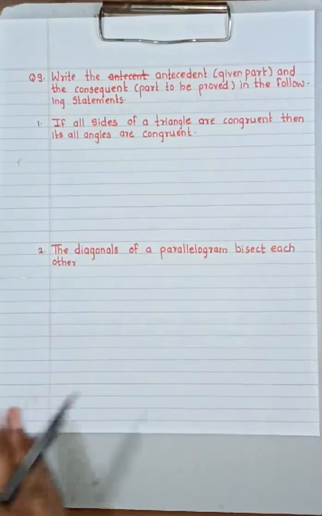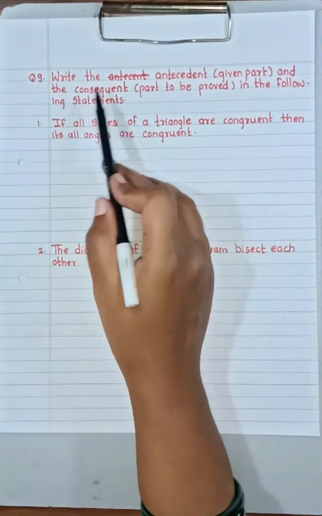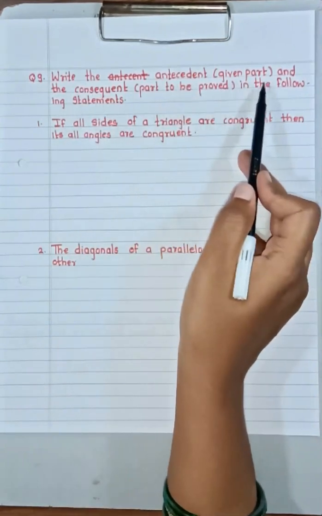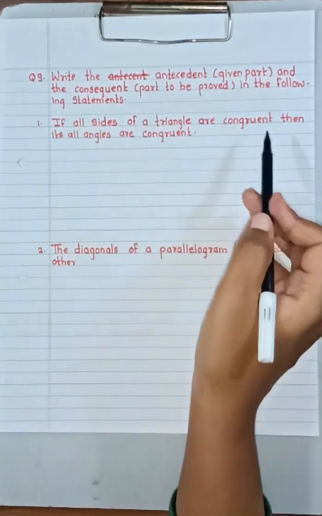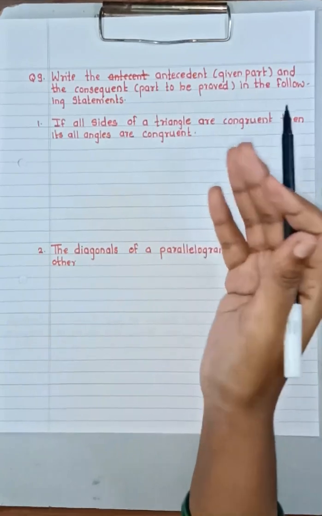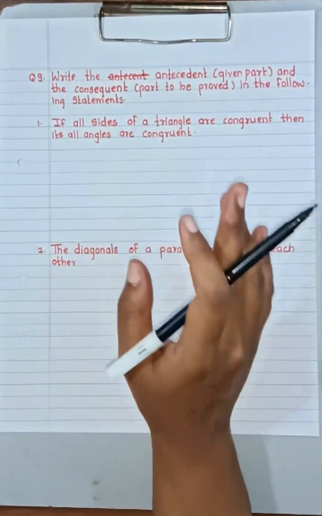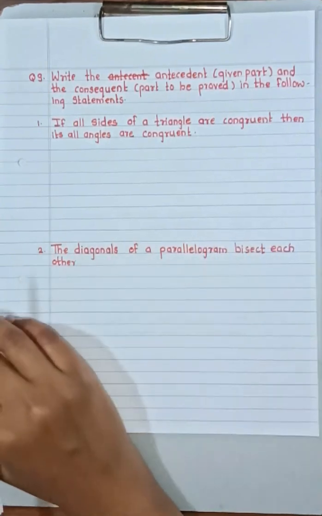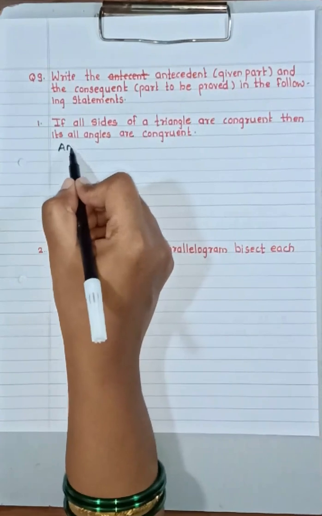Now let us move on towards question number 9. Okay, here write the antecedent, that is given part, and the consequent, that is the part to be proved in the following statements. So what you have to write down in this, what is given and what we have to prove. So I'll solve first one for you, second one you will take it as your homework. Okay, now let us write first antecedent.